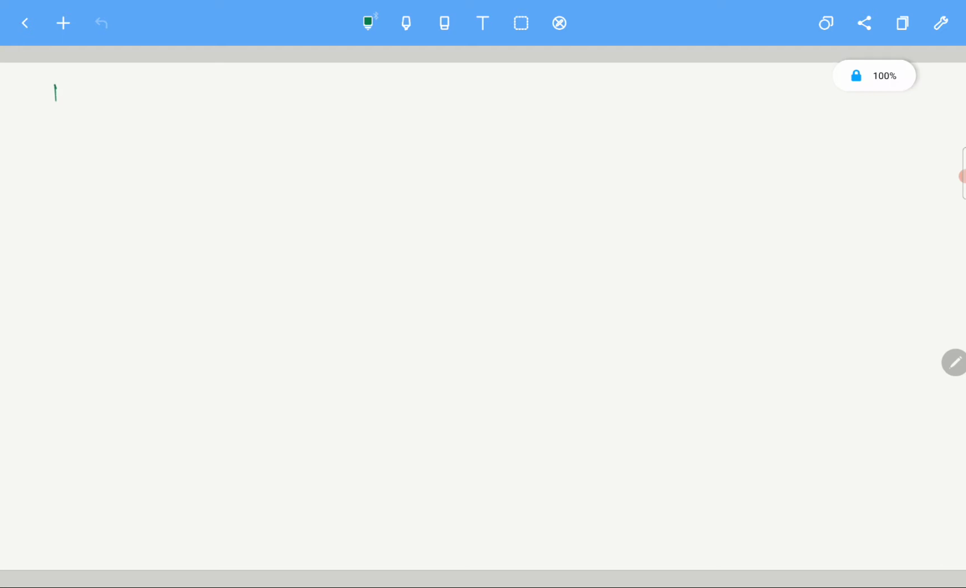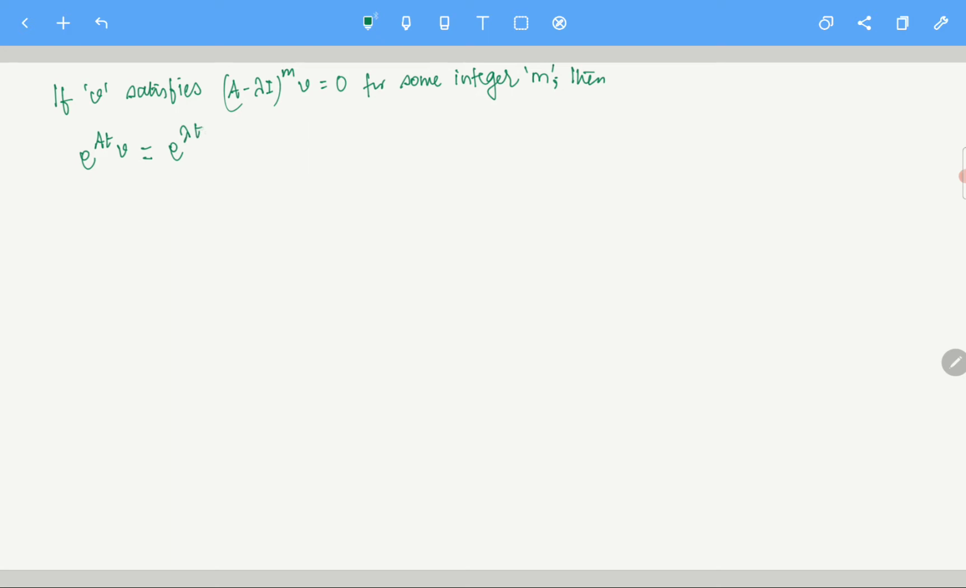So if v satisfies (A minus lambda I) to the power m times v equals 0, for some integer m, then look at e to the power At times v. What happens here? It becomes e to the power lambda t times e to the power (A minus lambda I)t times v.